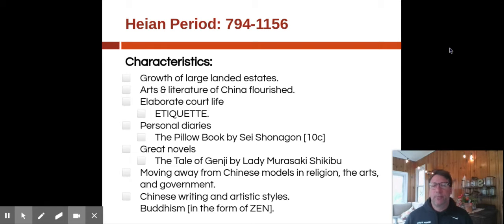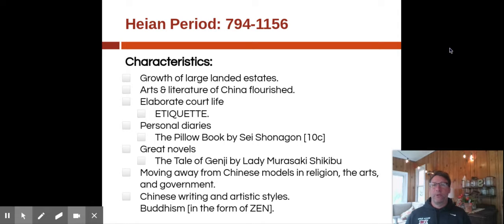The other is the development of some novels, and this is written by a woman by the name of Lady Murasaki Shikibu. The Tale of the Genji is an epic poem, essentially. It's an epic novel that is written, and the key part here is that these are things that are written by women. Women in Japan are going to be the earliest writers, the earliest novelists.